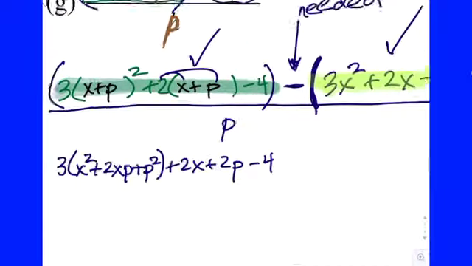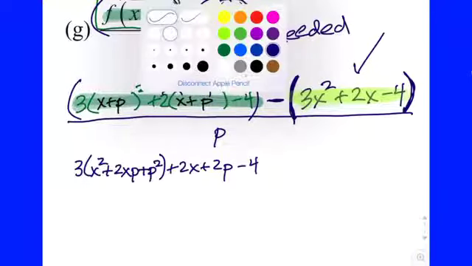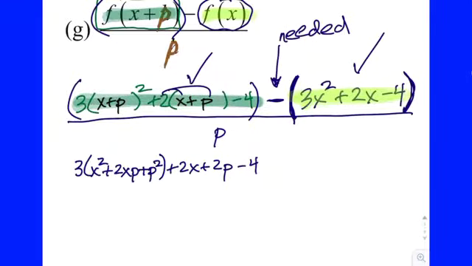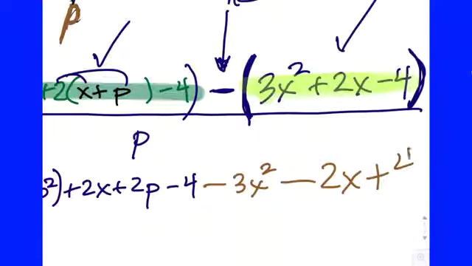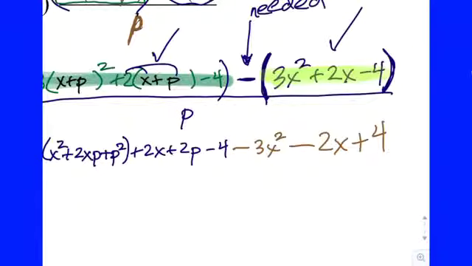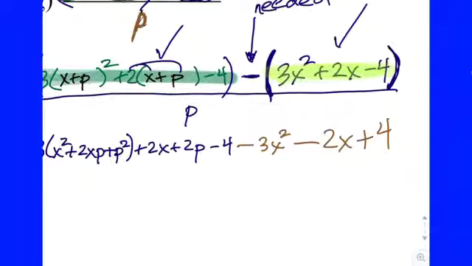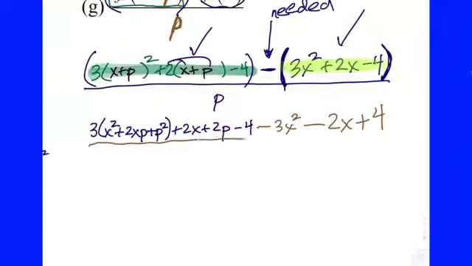All right, now the next part. This part is critical because if you have the parentheses, you're going to be fine. If not, the problem's not going to work for you. Distributing the negative, you get minus 3x squared, but more importantly now, you get a minus 2x and a plus 4. It changes those last 2 signs. And if you don't have those parentheses there, you're probably going to have the minus 3x squared, but you're still going to have a plus 2 and a minus 4. Okay? All of that is still over p.